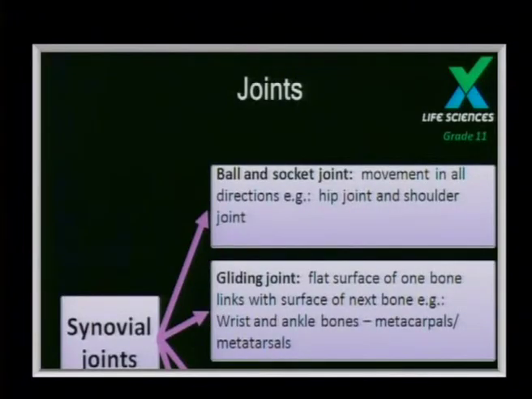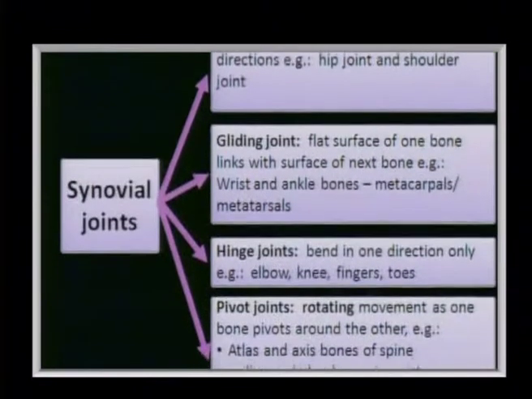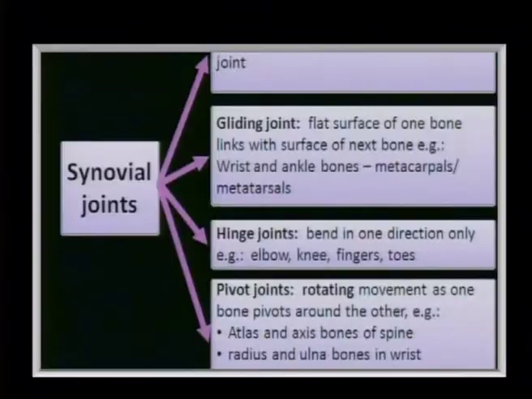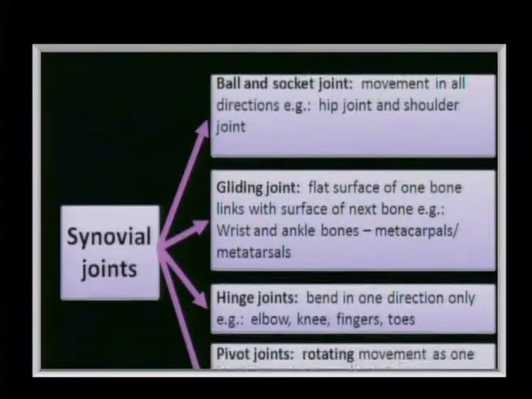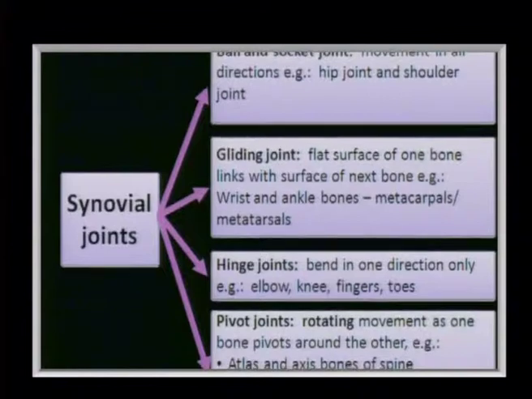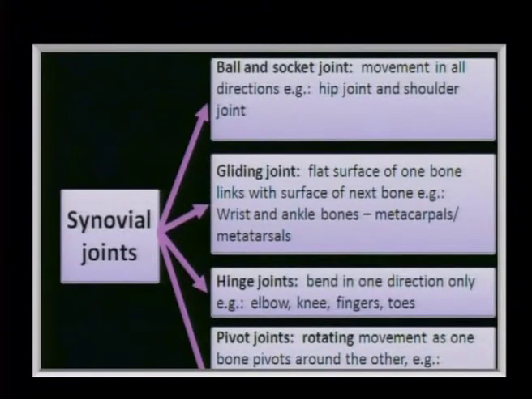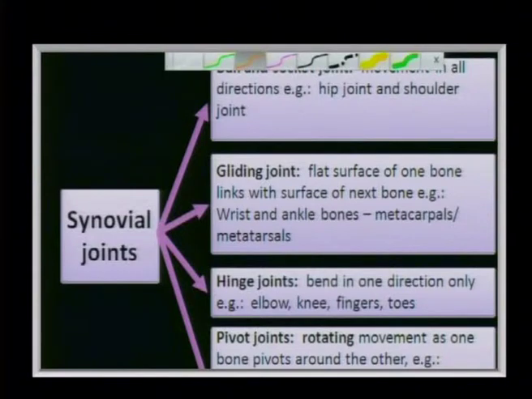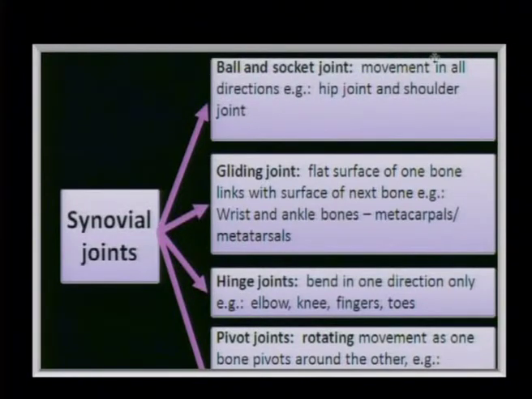And then we have our synovial joints. So fibrous joints, cartilaginous joints, and synovial joints. Right, now, of our synovial joints, there are 4 types of joints. Okay, firstly, we have the ball and socket joint. I'm going to get another color here. Let's go pink. We've got the ball and socket joint.